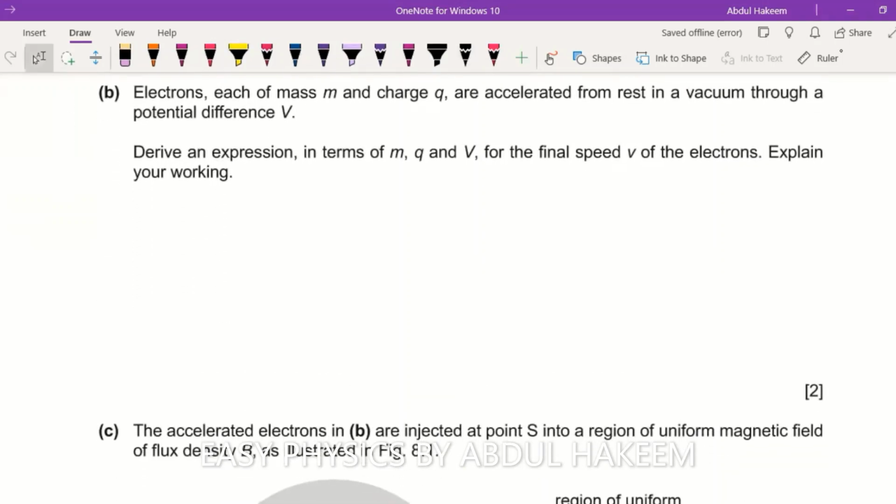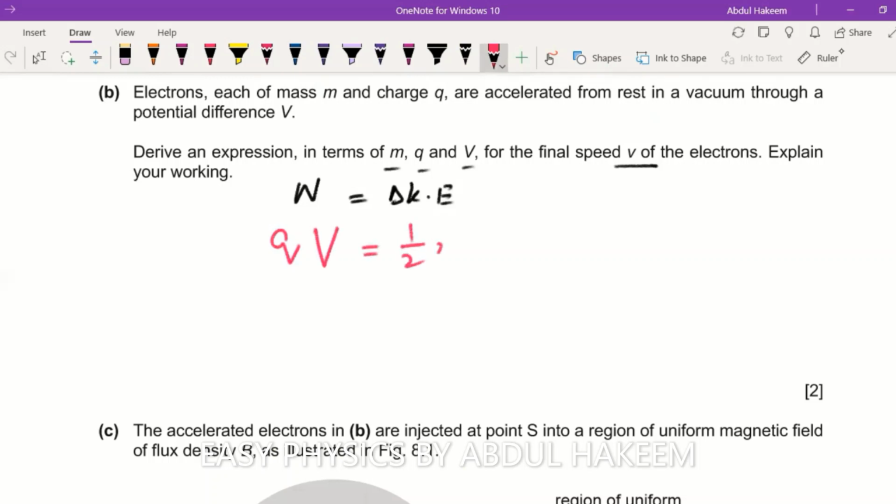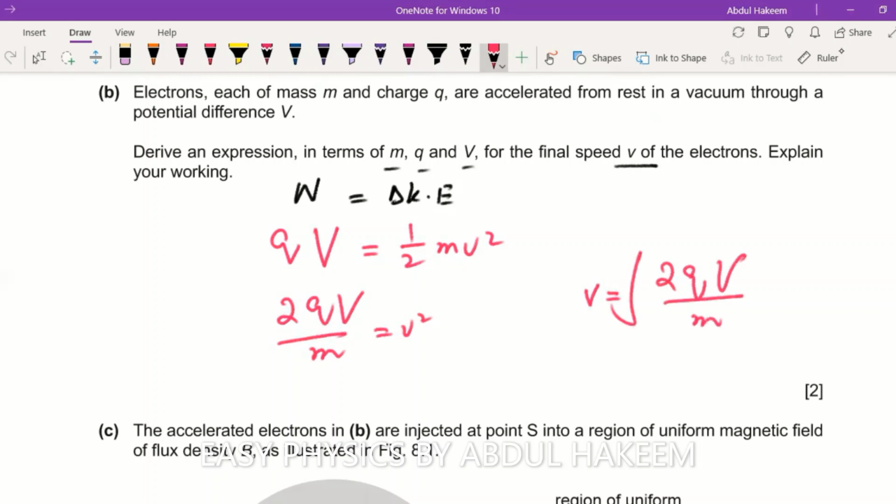Next. Electrons, each of them has mass m and charge q, are accelerated from rest in a vacuum through a potential difference V. Derive the expression in terms of m, q, V for the final speed. Look, work is equal to change of kinetic energy. The electric work is charge multiplied by potential difference. It's equal to half mv square. So 2qV over m is equal to v square. Hence, speed is equal to the square root of 2qV over m. This is the expression.